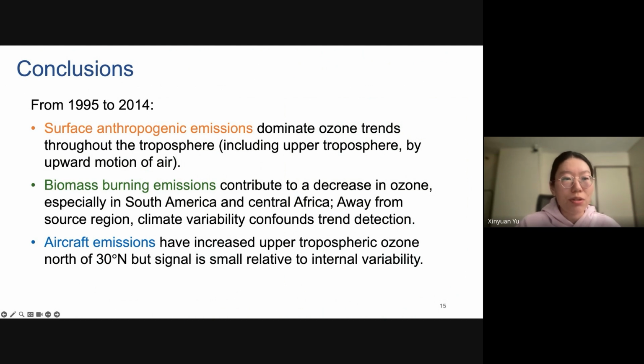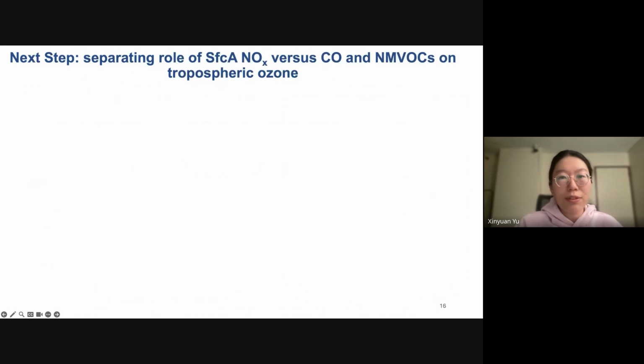And for aircraft emissions, they have increased the upper tropospheric ozone north of 30 degrees north, but the signal is very small relative to internal climate variability. With this knowledge, we now move forward to the next step, trying to focus on the surface anthropogenic emissions, but separating out the influence of different ozone precursor species, especially NOx versus CO and non-methane VOCs.